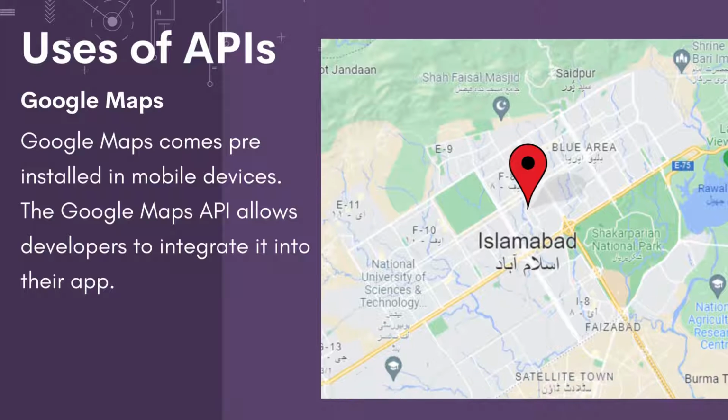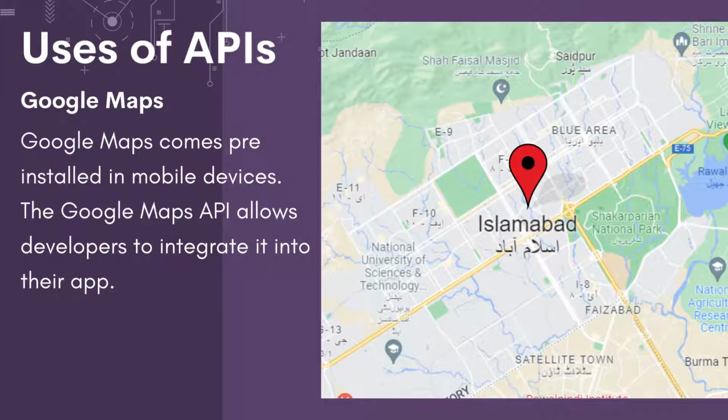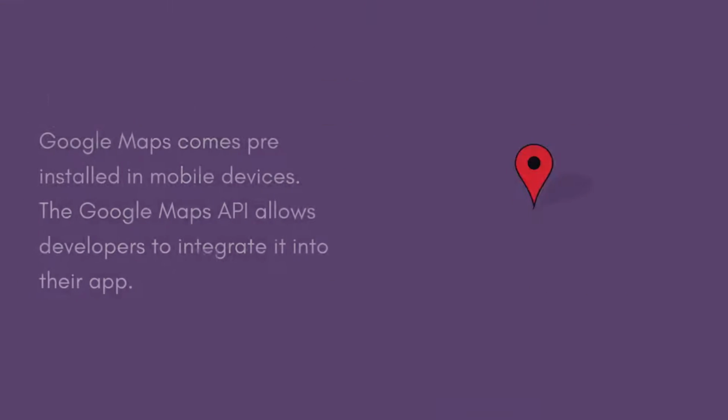Next use is Google Maps. When we view the map on our mobile devices, the location data is fetched through an API like the Google Maps APIs.